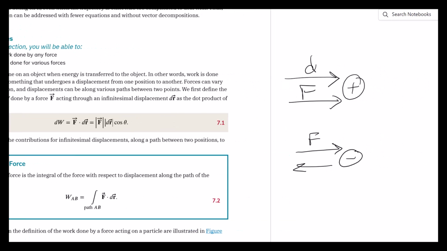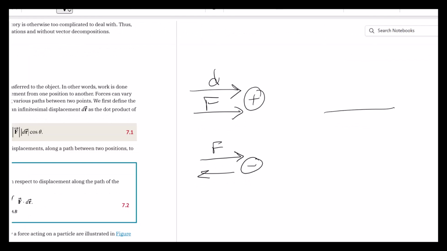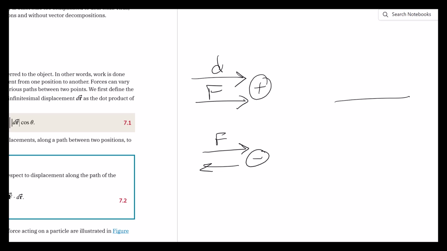That's work. If something is sitting on the ground and doesn't move, there's no work. So if D equals 0, there's no work.